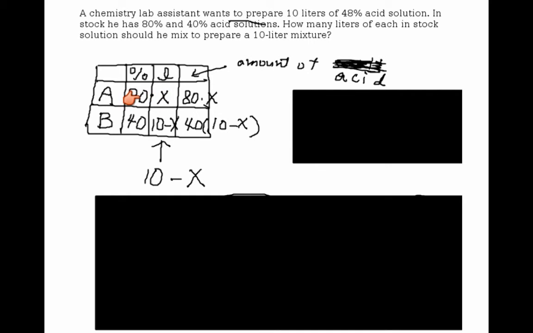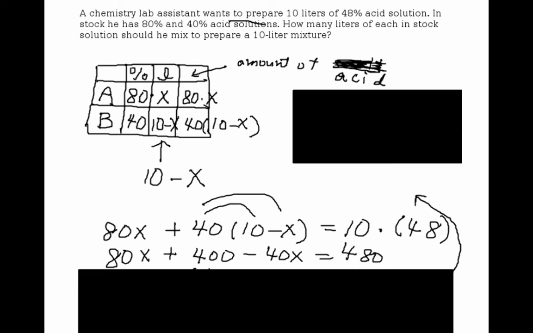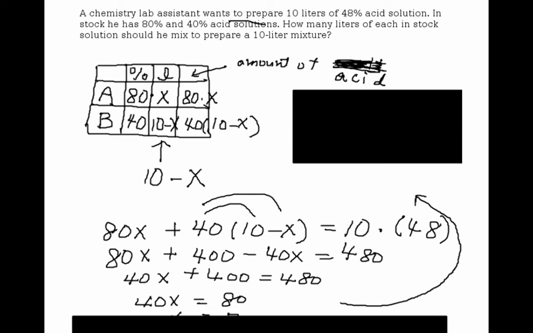So if I use X liters for 80%, the rest would be 10 minus X for the 40%. So 80% times X plus 40% times (10 minus X). Then I can set up my equation here. As you see here, I can eliminate the decimals and distribute. Everybody should know how to solve a linear equation now. I'll let you pause this and look at the steps.